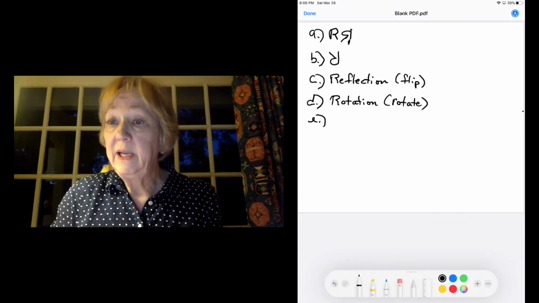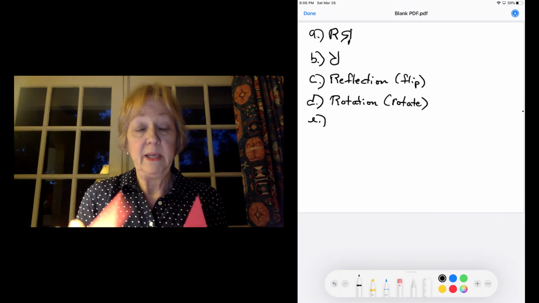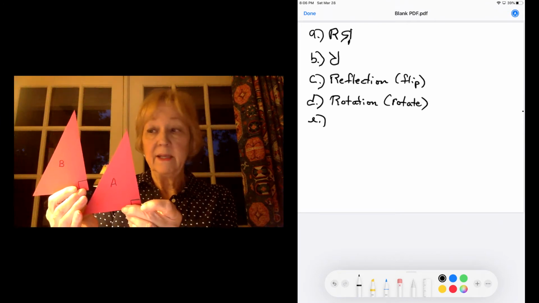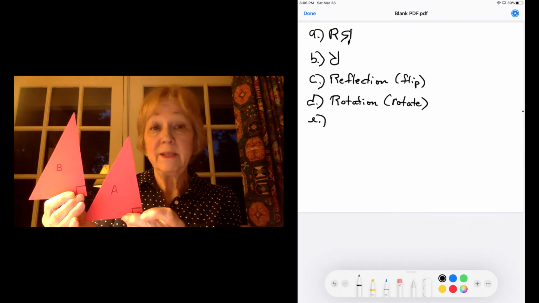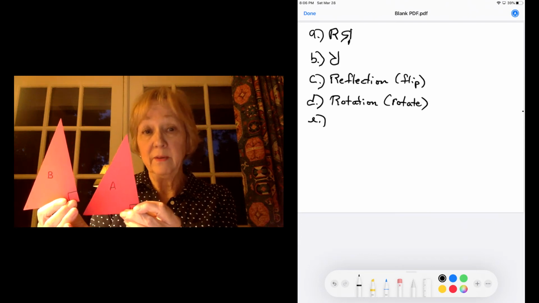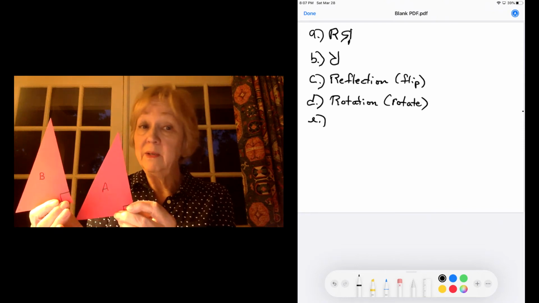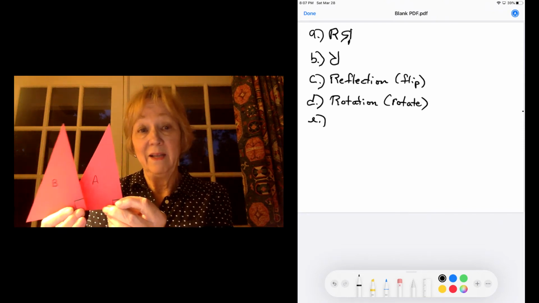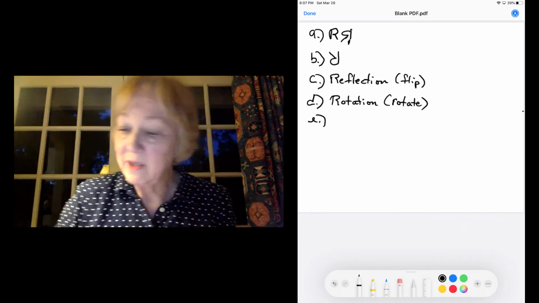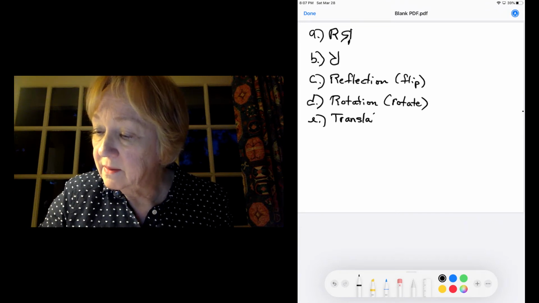All right, let's look at E. E has triangle A and triangle B, like this. What is the best transformation that we could use to put one on top of the other, showing they're congruent? Well, the easiest way, and maybe you're thinking this, is sliding them. Translation. Sliding them. So E would be translation.